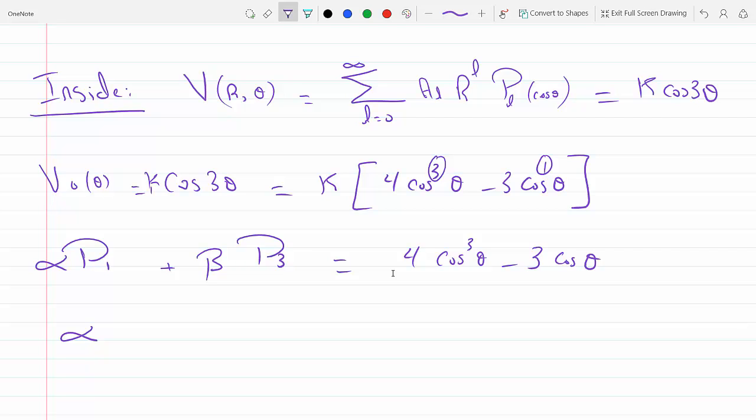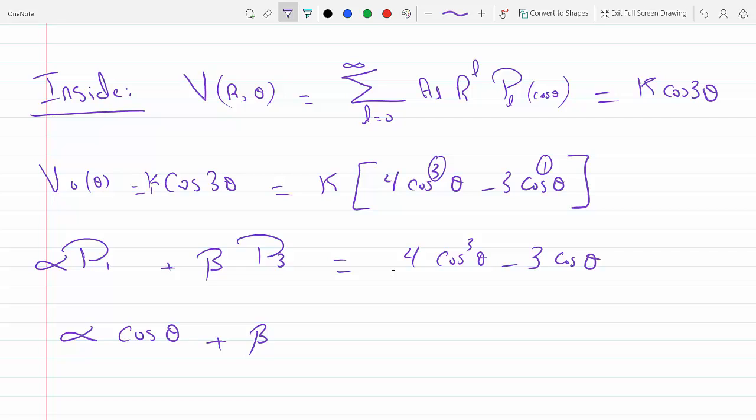They give you a table. Yes, but this is in terms of theta. It's cosine theta. So alpha cosine theta, plus beta. What's the third Legendre polynomial?